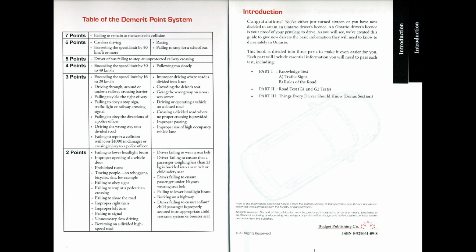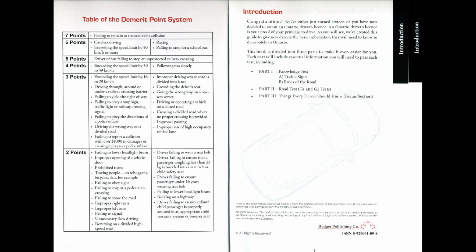Table of the demerit point system. 7 demerit points: failing to remain at the scene of a collision. 6 demerit points: careless driving, exceeding the speed limit by 50 km per hour or more, racing, and failing to stop for a school bus.